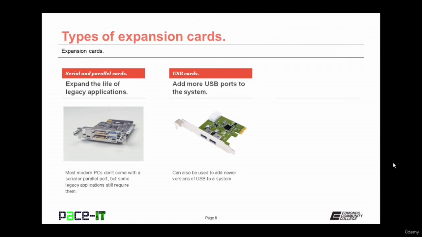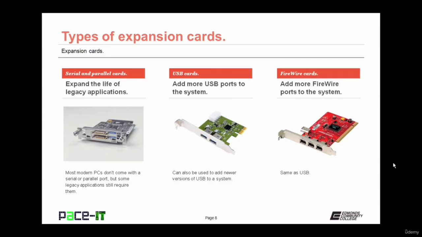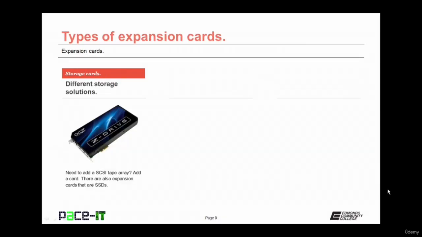There are USB cards. You can add more USB ports to your system. You can also add newer versions of USB by using an expansion card. It's the same kind of situation with a FireWire card. You can add more FireWire to your system or just add FireWire to your system. And by installing an expansion card, you can update your system. There are expansion cards that help with storage. There are different storage solutions through expansion cards.